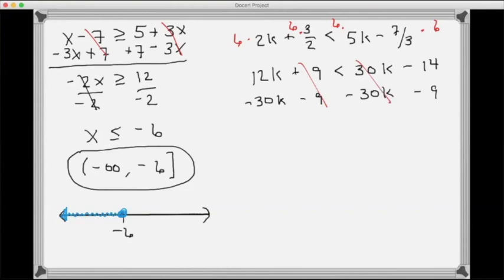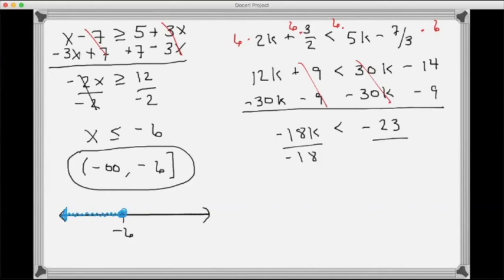And that's going to leave us with negative 18k is less than negative 23. Divide both sides by negative 18. And we get k is greater than 23 over 18.